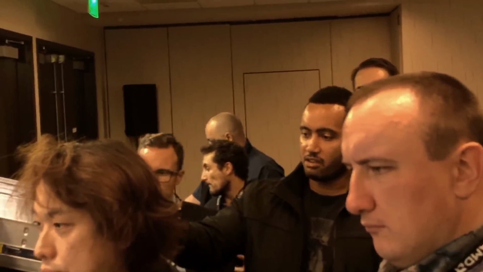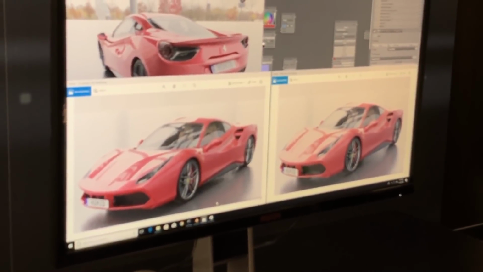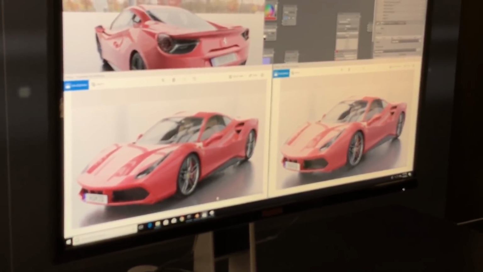Side-by-side comparison, right? Yeah, that's right. Side-by-side comparison here with 50 samples. On the left, you see it's still very noisy. On the right, it's definitely much less noisy within the same amount of time using the machine learning-based denoiser.